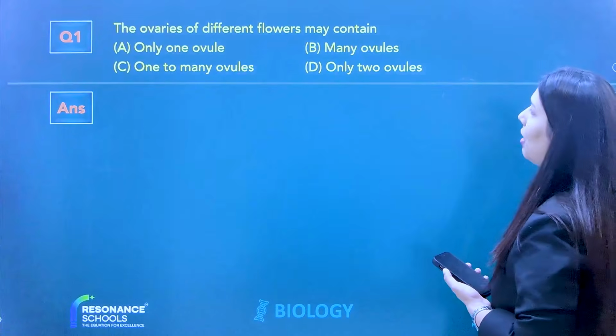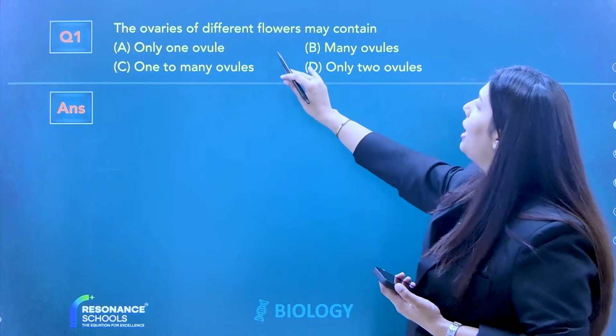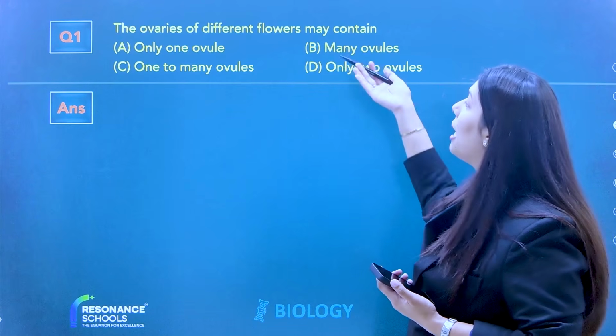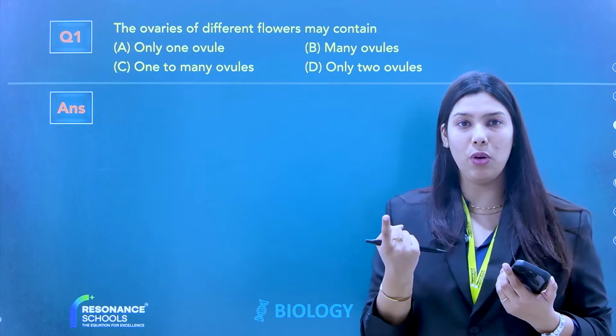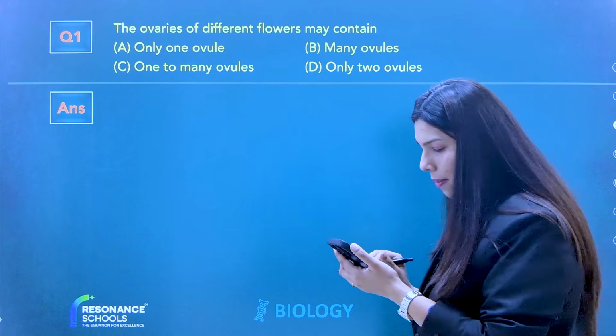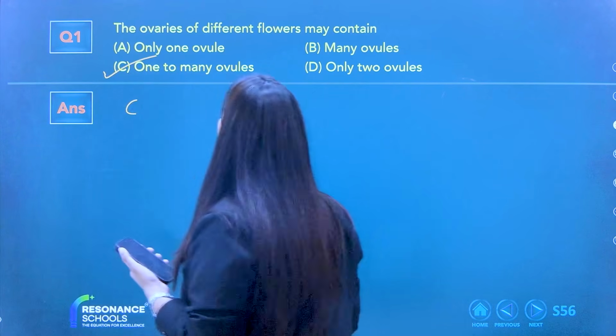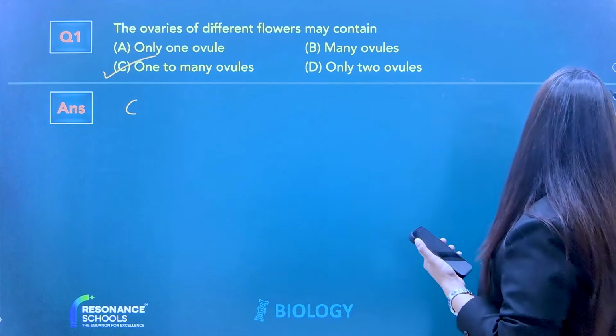Now quickly the worksheet. Ovaries of different flowers may contain one ovule, two ovules, or many ovules. So what is your answer? C is the answer, correct. One, two, many ovules.